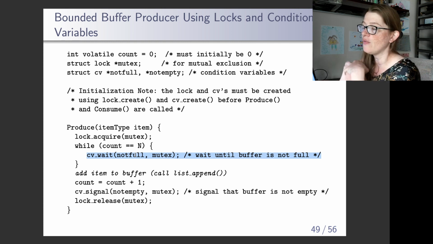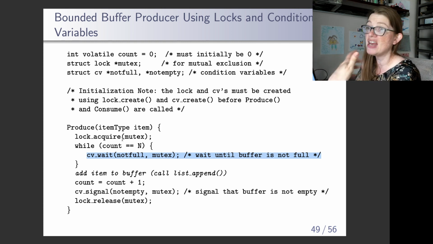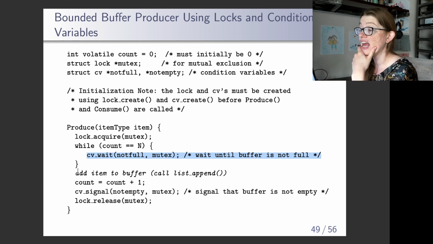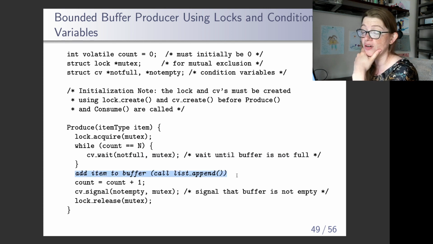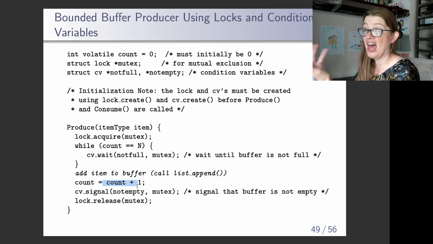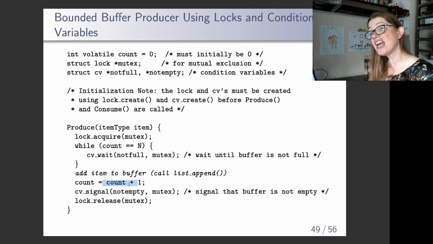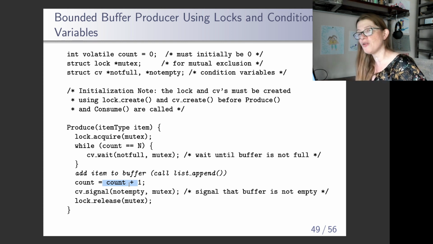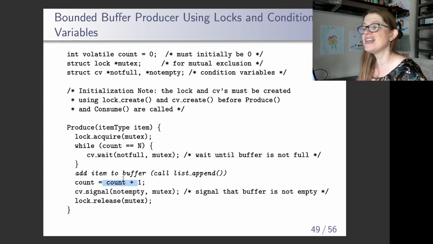Once the buffer is not full, and I've woken up and it's still not full, then I can safely add the item to the buffer. And then I increment the count because I have added an item to the buffer. And since I added an item to the buffer, I changed the condition for the consumer thread. So what I do now is I'm going to signal not empty, so that any thread that is waiting for items to be in the buffer can wake up and move on. And then I'm finally done, so I release the lock.